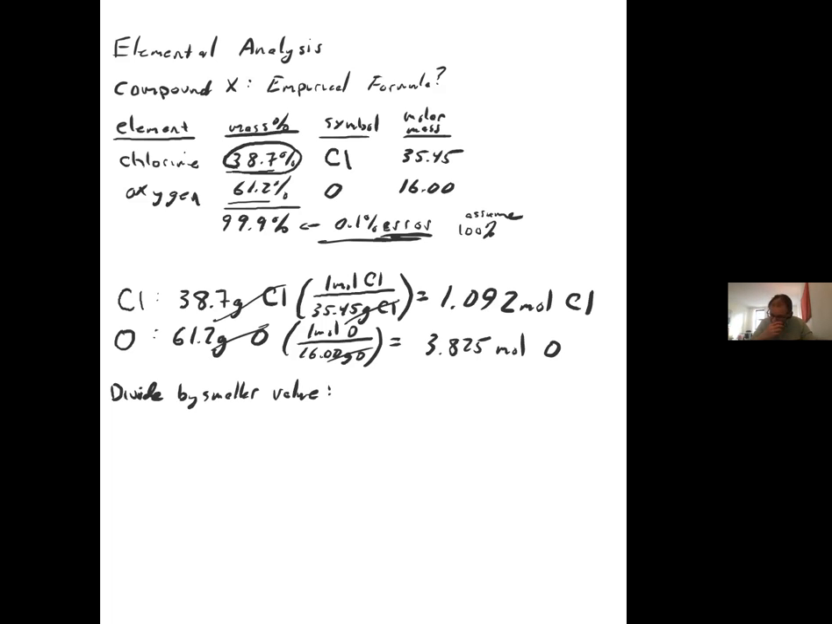Okay, the smaller one's the chlorine, right? So I'm going to take chlorine divided by chlorine. So that would be 1.092 moles divided by 1.092 moles. That's going to give you 1 every time. Whenever you divide something by itself, you're going to get 1. But let's do the oxygen divided by chlorine.